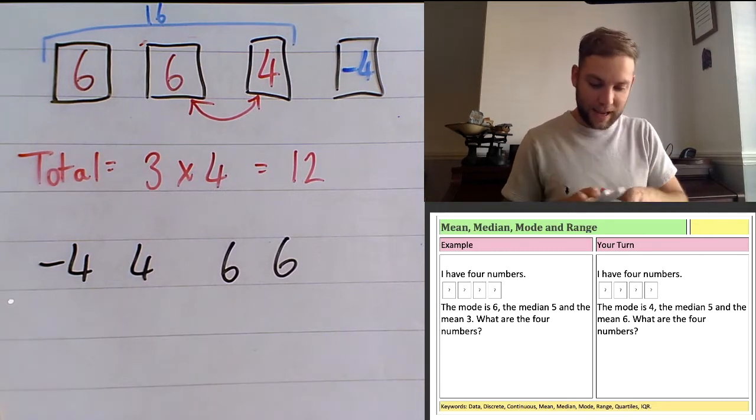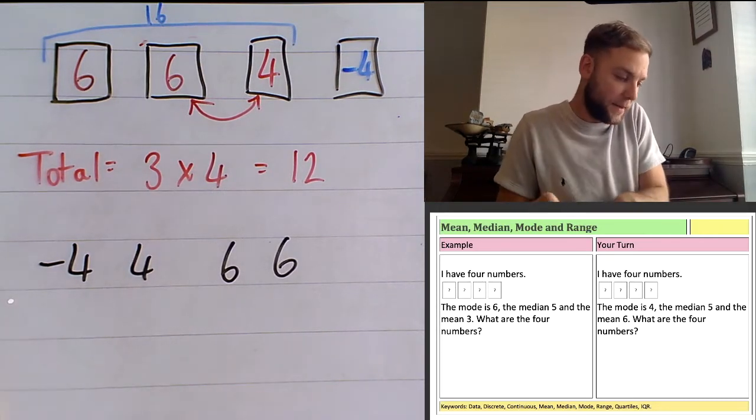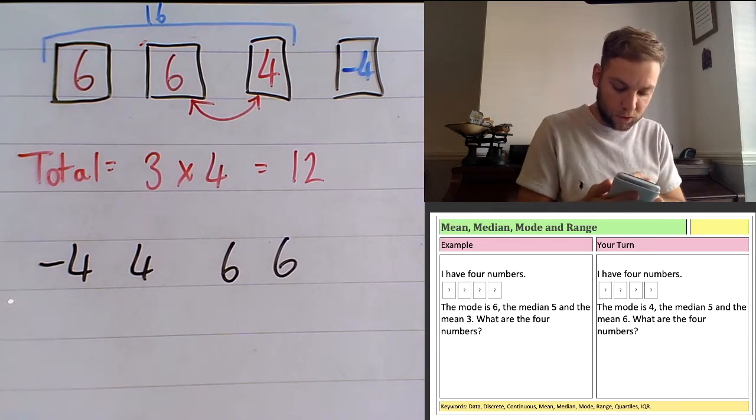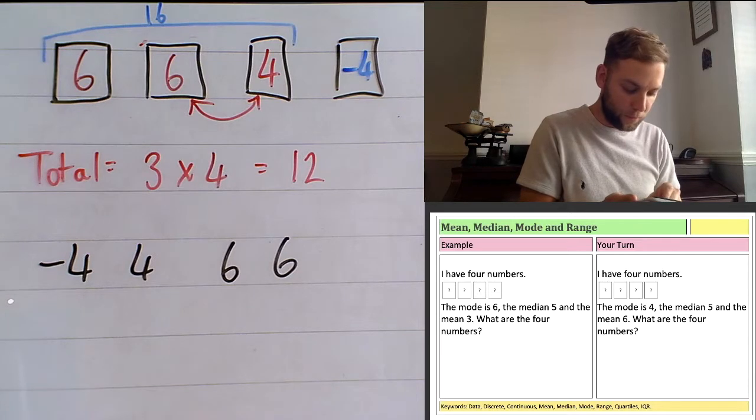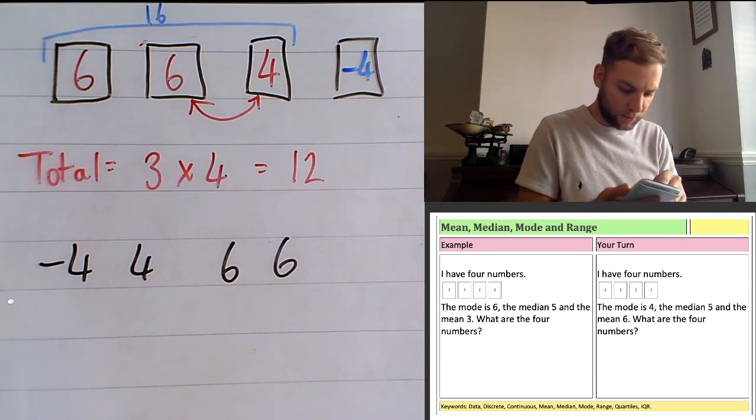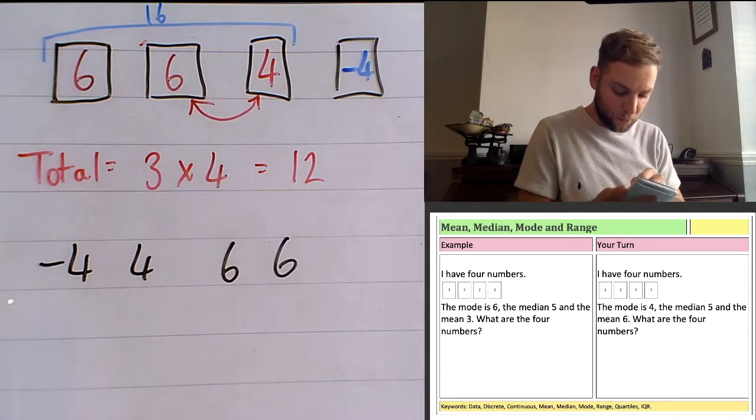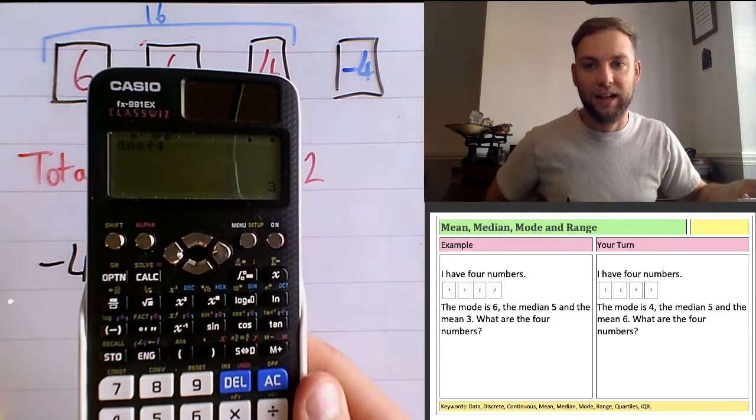And then my mean is all of them added together divided by the amount. So minus 4 plus 6 plus 6 is equal to 24. Oops, let's just make sure that's right. I put minus the answer, sorry. So minus 4 plus 4 plus 6 plus 6 is equal to 12. Divided by 4 is equal to 3, which is exactly what I want.